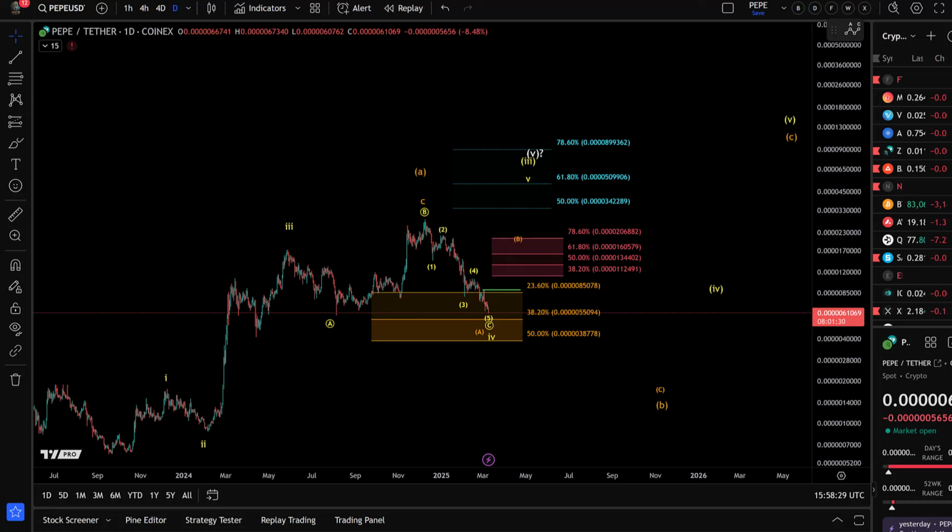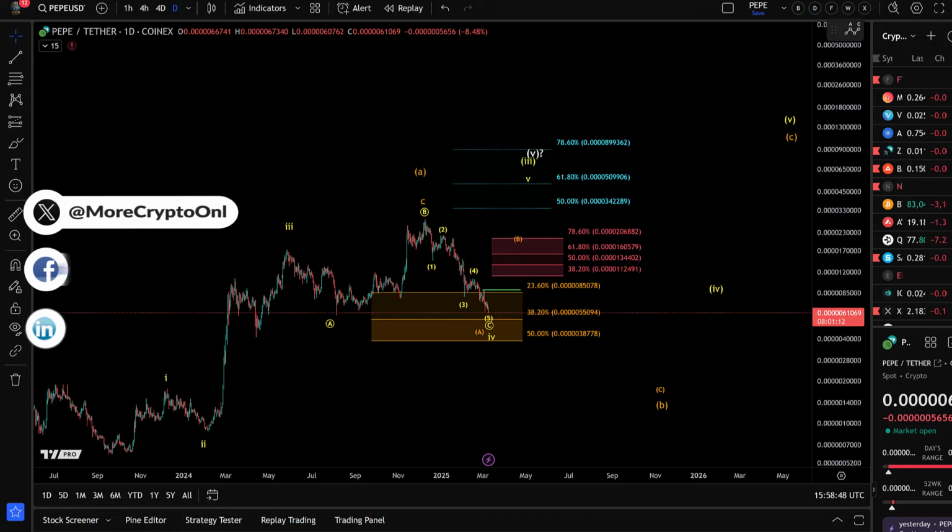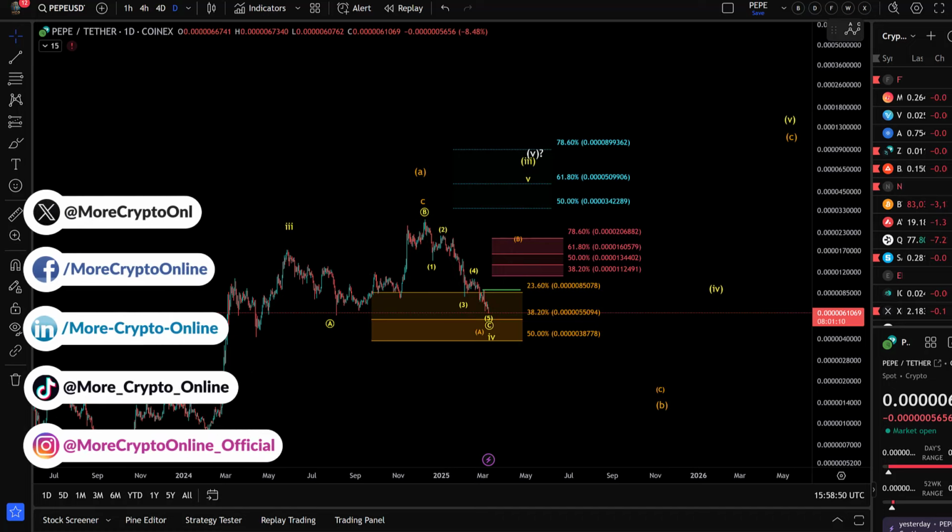Haven't covered PEPE for quite some time, but we're now approaching key levels and the trend is clearly still down. So what we need to do in this video is to adjust resistance. So we can adjust here Fibonacci resistance. We can check the support levels and we want to talk about the different structures that are possible here.